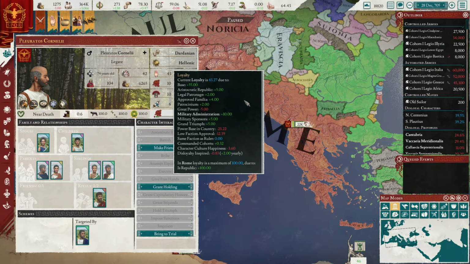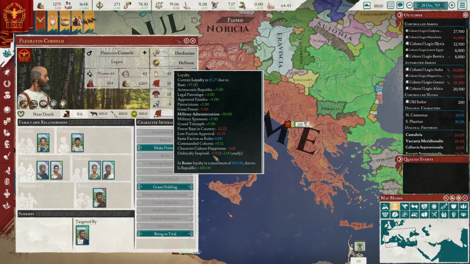If we take a look, we could see what is influencing him to be less loyal than average. And one of them is disloyalty inspired. Now, this is a big deal. This is something other players would gladly do to each other if you're playing multiplayer, but it's not the biggest thing.